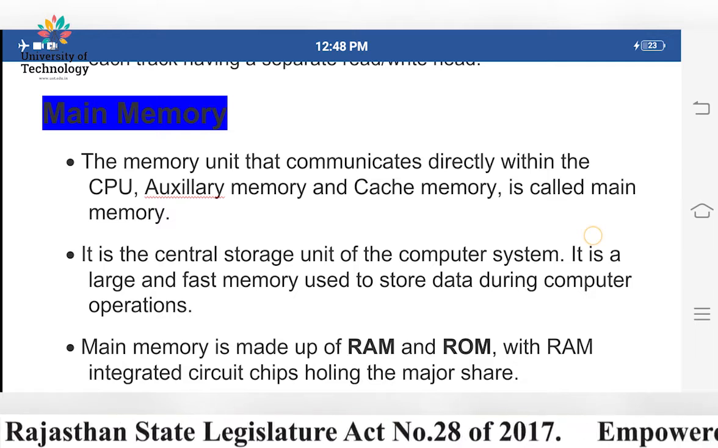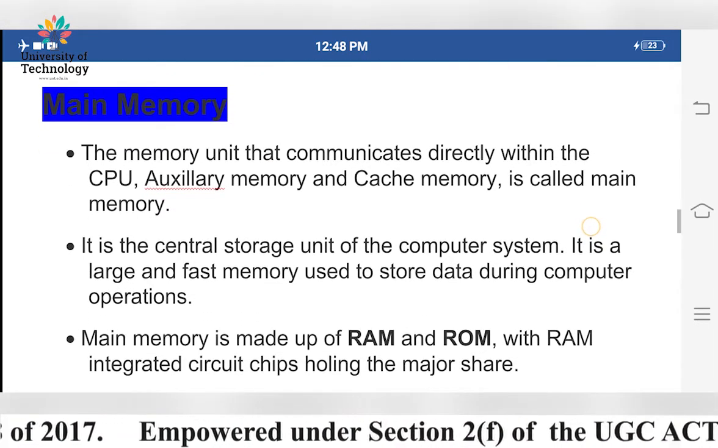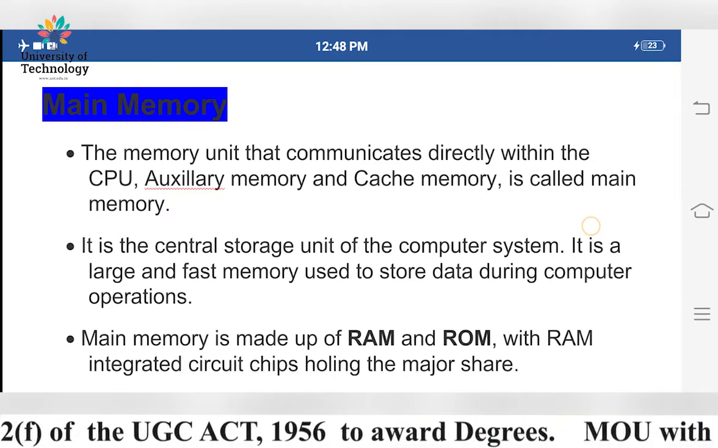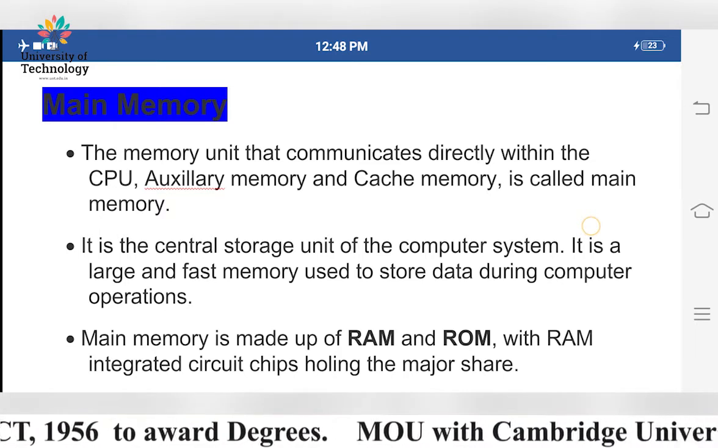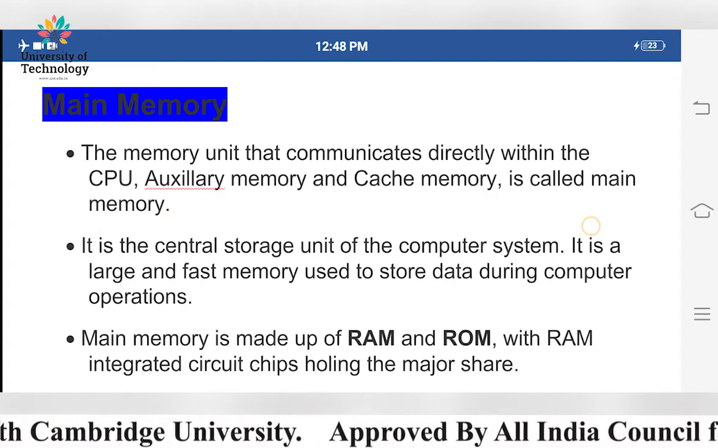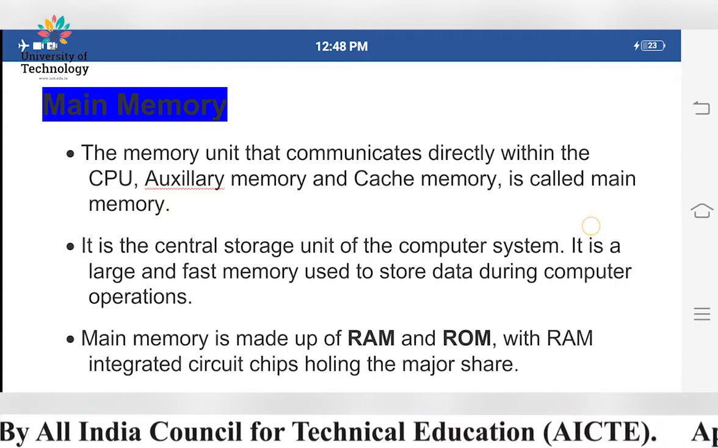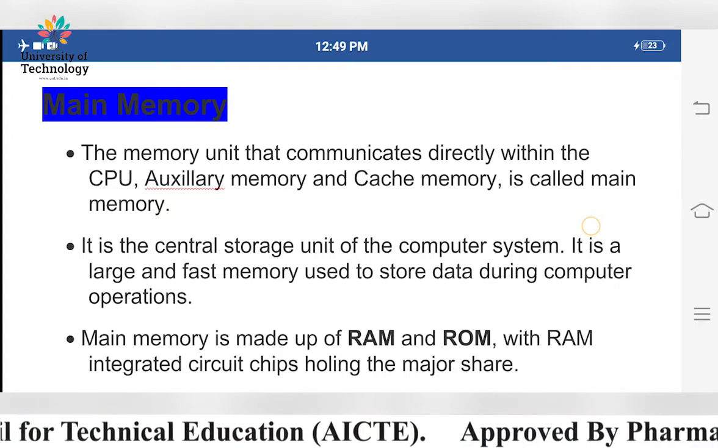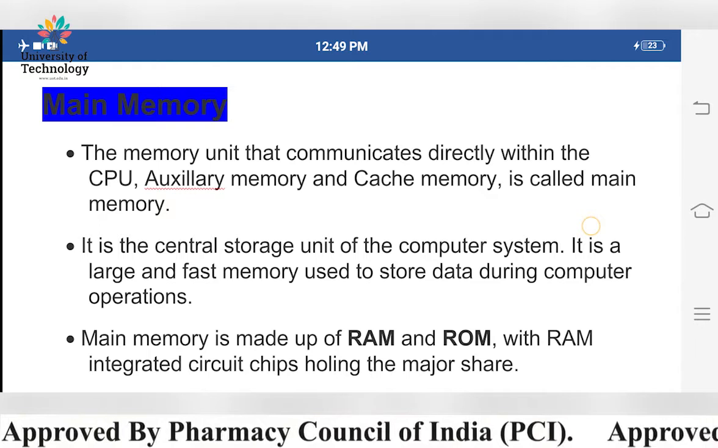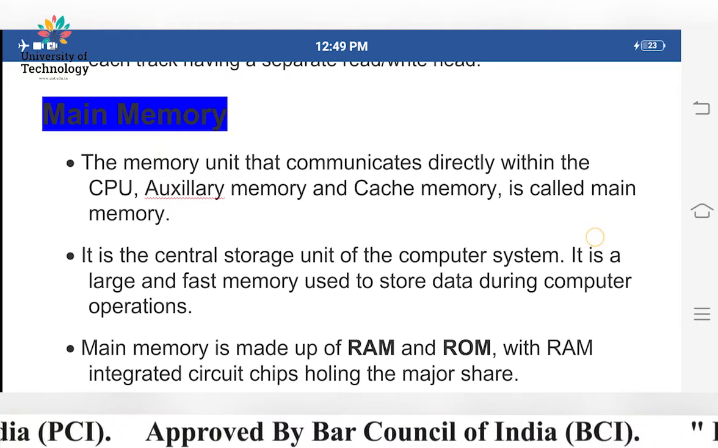Now, auxiliary memory and cache memory are also called main memory. We can also call auxiliary memory and cache memory main memory. We have already discussed what auxiliary memory and cache memory are in the prior lecture, so I don't think we need to repeat them again. So what is the direct memory? A memory unit that directly communicates with the CPU.